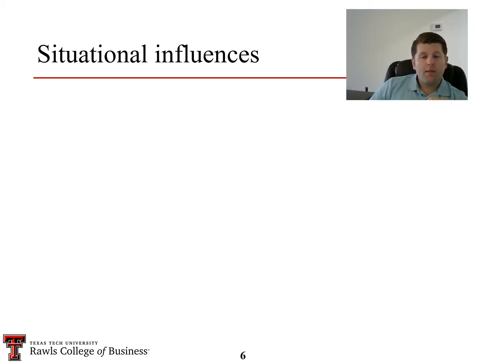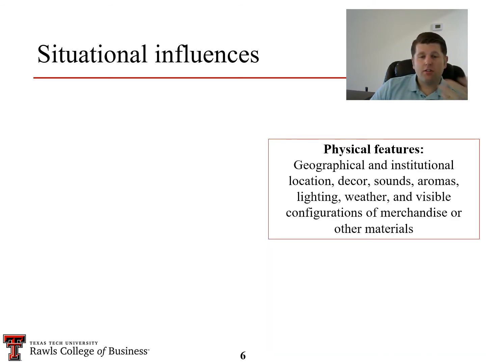And next we'll talk about situational influences. So situational influences are just based off of what's happening at that current time. This could be the physical features, like the weather that's occurring, anything geographical, what's happening on the street. Say you're shopping on Main Street, and there's a food truck festival going on. That's going to impact what you purchase at some of those individual locations on Main Street.